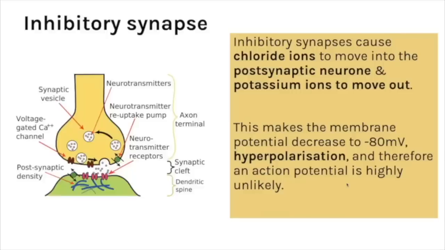You also have inhibitory synapses, and in this case chloride ions would be moving into the postsynaptic membrane. So you'd have different neurotransmitters binding to their complementary receptor, but this time it would cause chloride ion channels to open. And because you'd then have negative ions moving in, this would cause the membrane potential to decrease to at least minus 80 millivolts, and therefore the postsynaptic membrane would go into this hyperpolarization, making it very unlikely that an action potential could be generated.